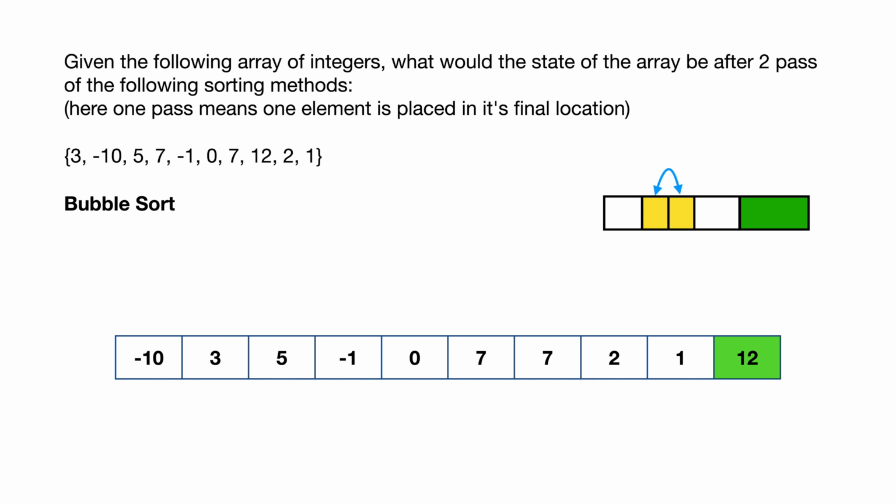So 12 is at the end, and it's already sorted. So the next pass is going to put the maximum here. The maximum here is 7, right? So it's going to put one of the 7s there. So it starts at the beginning.